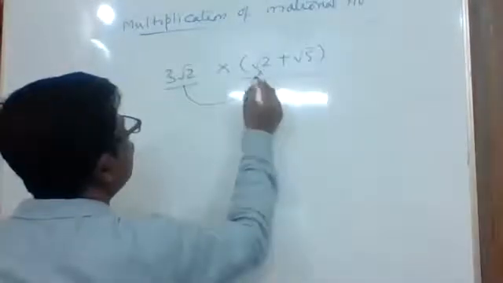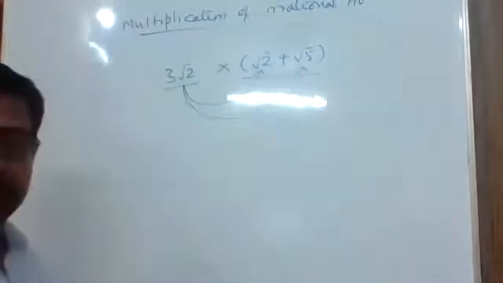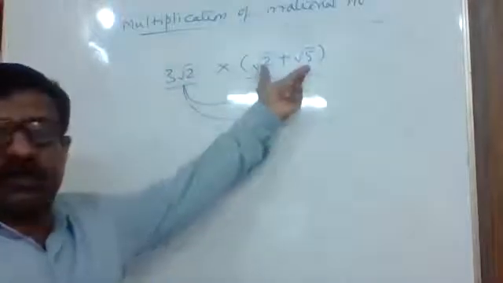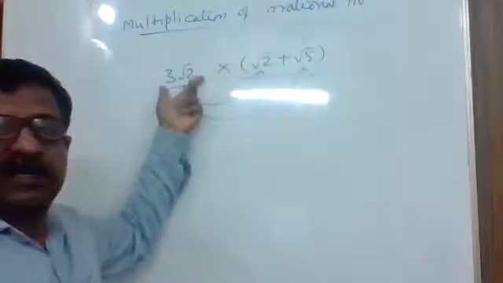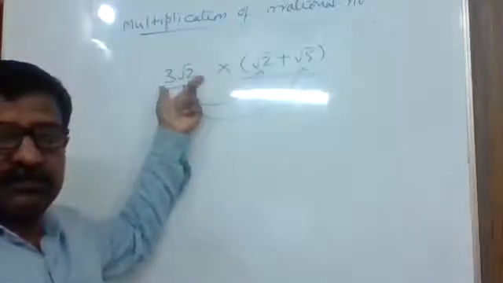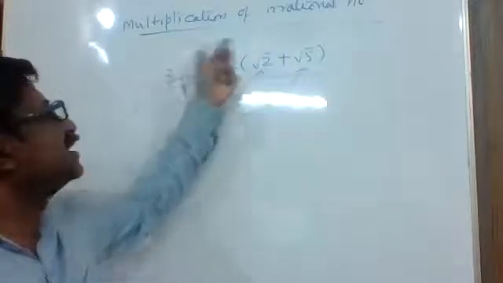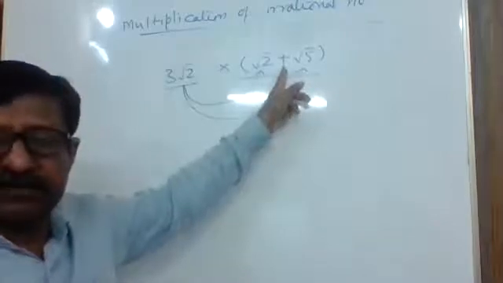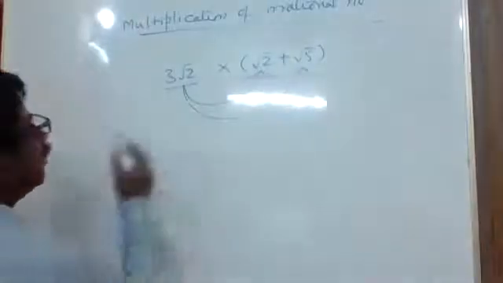This has to be multiplied with this, as well as this number has to be multiplied with this. If you have two numbers, a binomial, and we are multiplying it with a monomial, this number has to be multiplied with this as well as this, both. Both of them will be separated by a plus or minus sign. Clear? Now, how to do this?